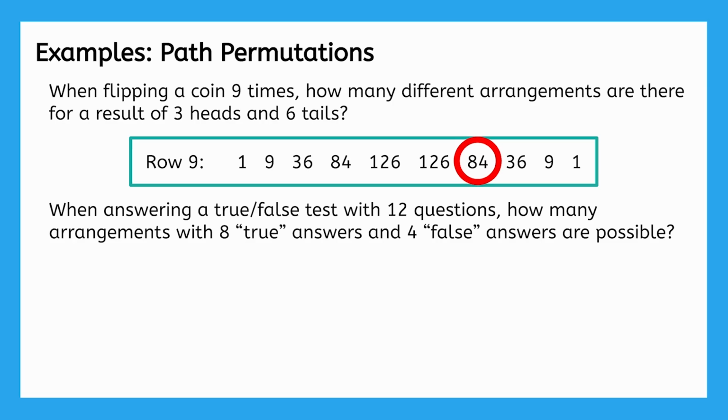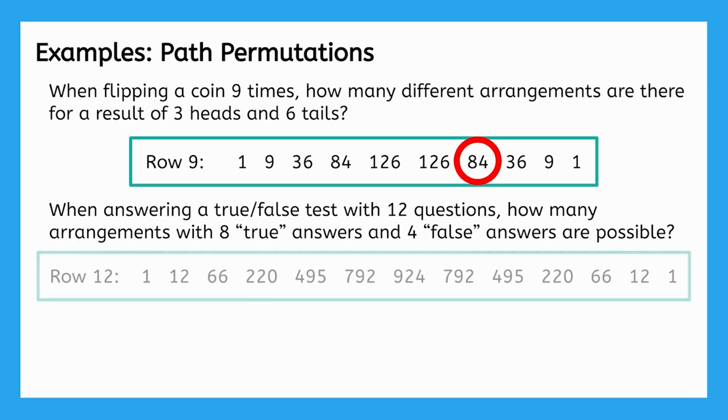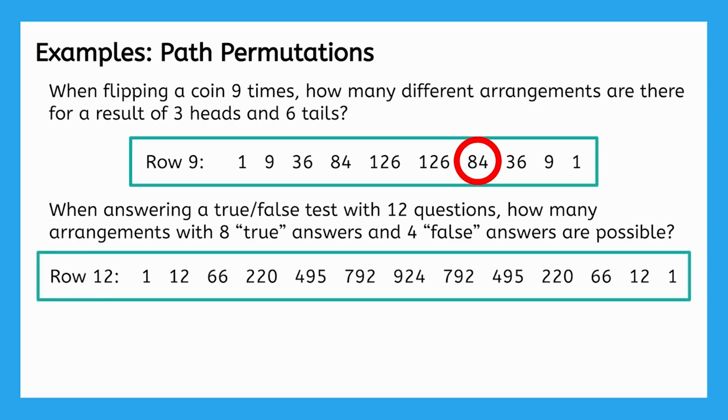For the second example, we use row 12 for a 12-question test. We find a position with 8 values on one side and 4 values on the other, and find out that there are 495 different ways these true-false answers could be arranged.